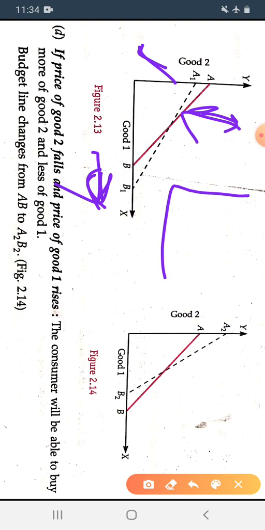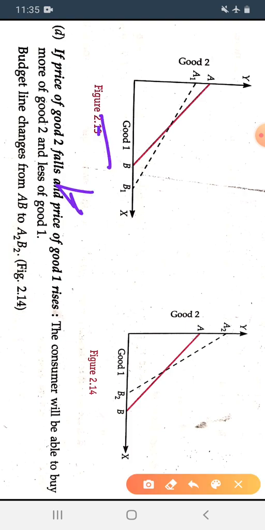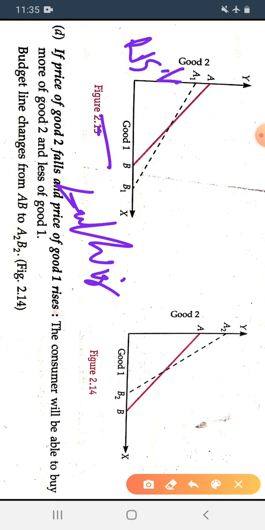When the price of good 2 is rising, then the consumer will consume less of that good. When the price of good 1 is falling, then the consumer will buy more of good 1. So this is the condition.